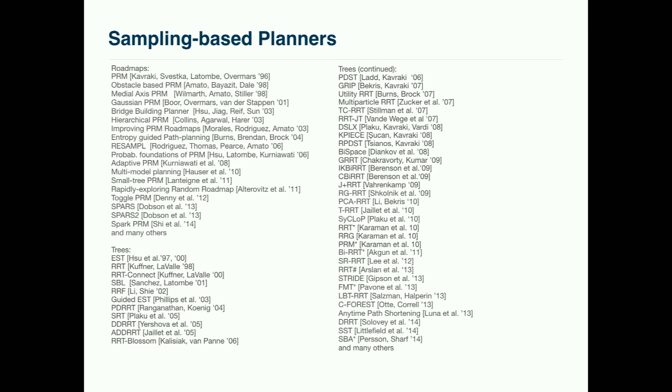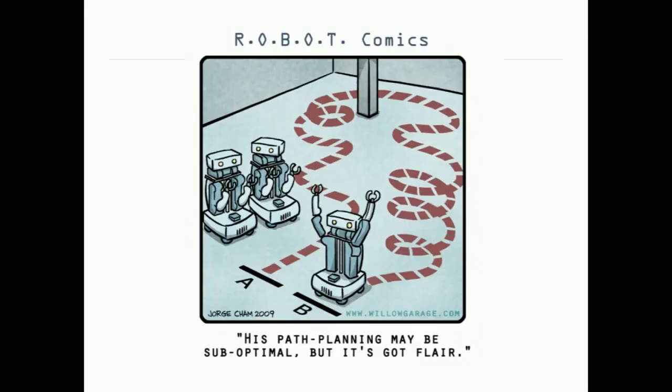So people learned difficult parts of the configuration space and guided the sampling, or learned things about the workspace and used the workspace information to guide the sampling. We had discussions about importance sampling and many, many other ideas that make these planners efficient in practice, and there are lots of variations of these planners.